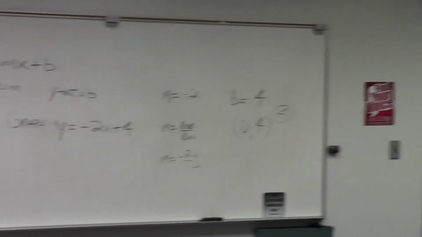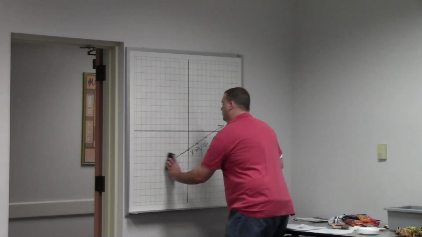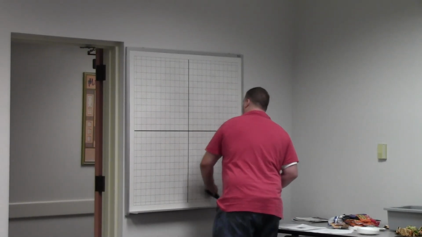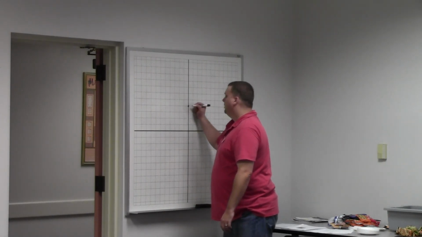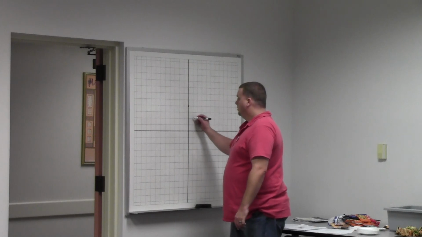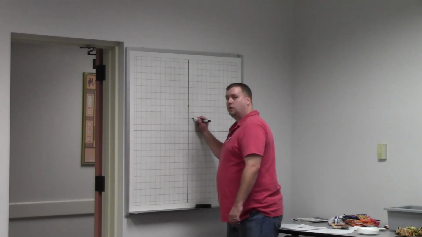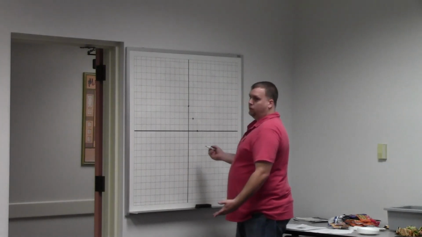So what do I have to graph first? The y-intercept, the 0, 4. Okay. So 0, 4 is my y-intercept. Remember, I have to graph that first. And then I need to go from there, what? Down 2 over 1. If I wanted a third point, down 2 over 1 again. 3 points.